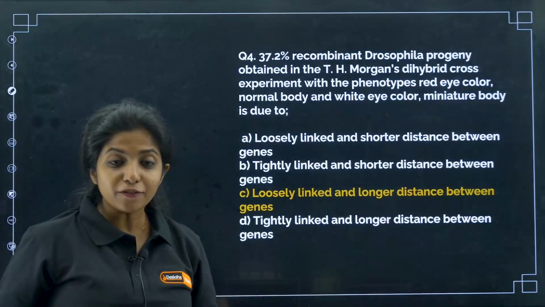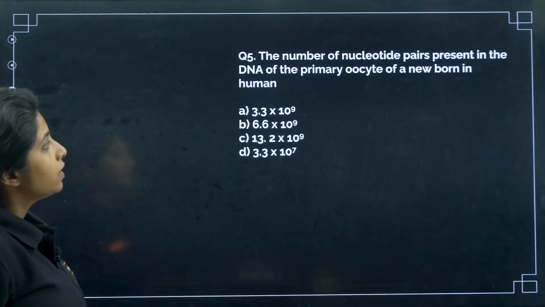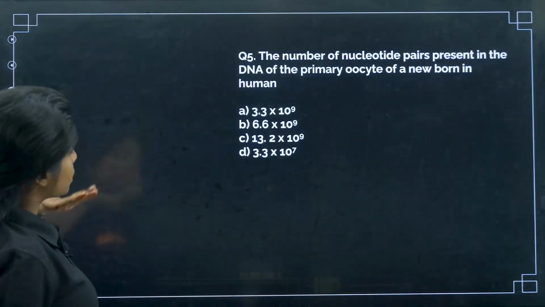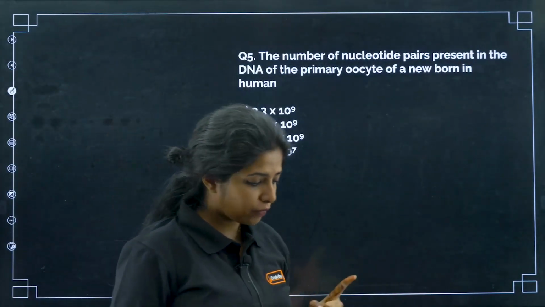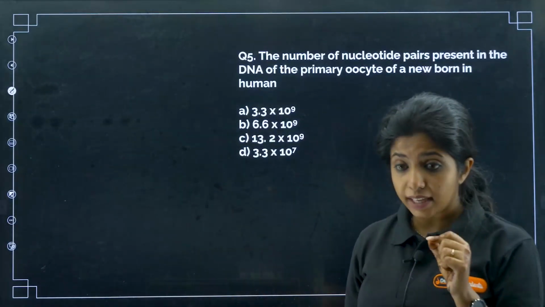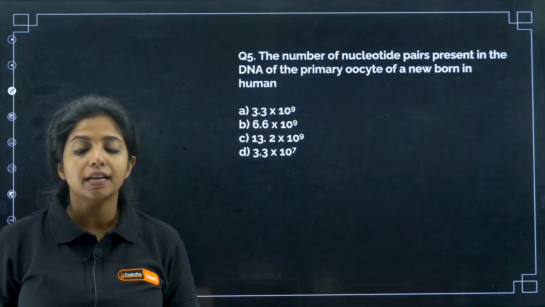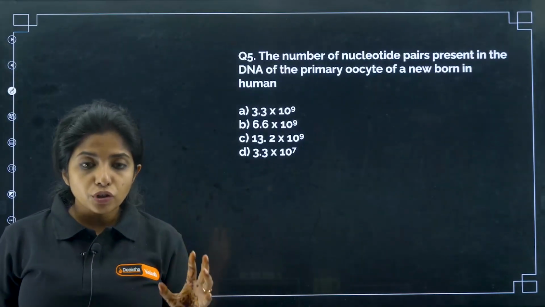Chalo, we have completed 4 questions. Yay, tap your back. Now, next question. The number of nucleotide pairs present in the DNA of the primary oocyte of a newborn human is. I basically made this question wrong. Somewhere in the Brahmastra I have to rectify it, but I am telling you right now. It's because I didn't read the question properly and I don't want you to make the same mistake again.